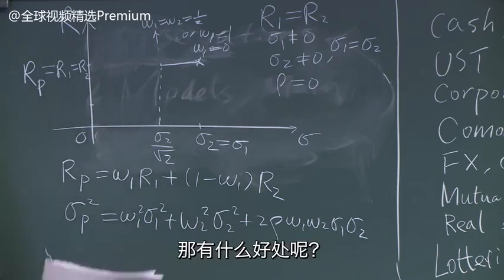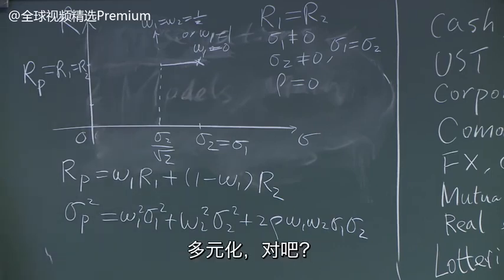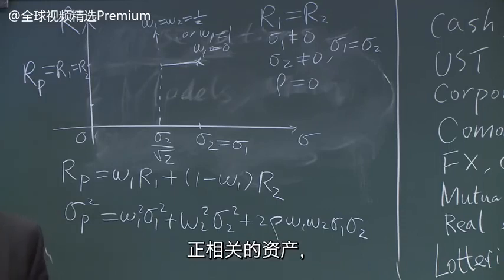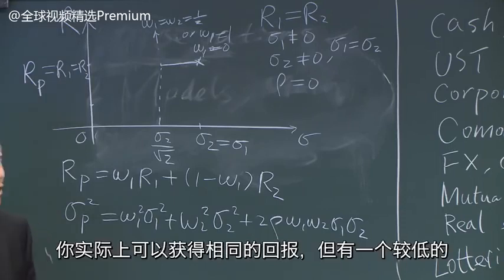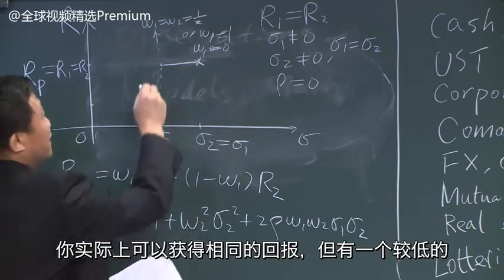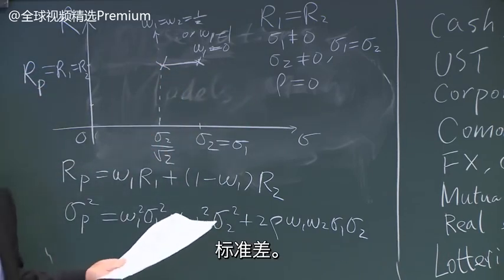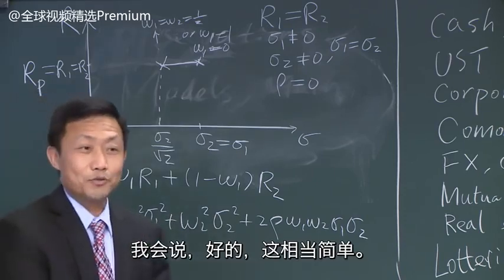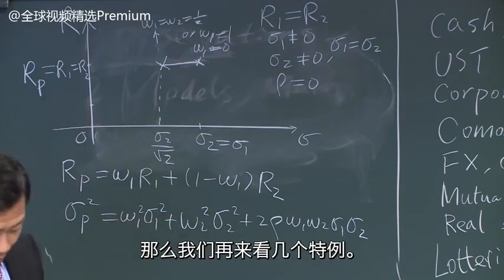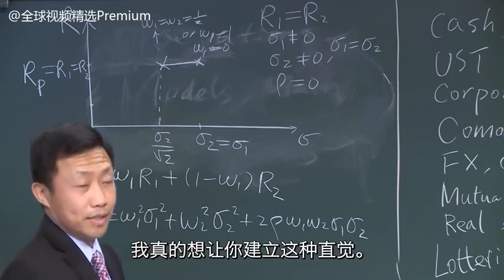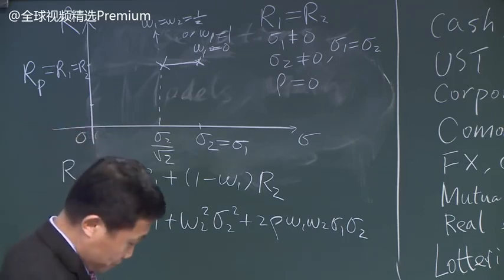So what's that called? What's that benefit? Diversification, right? When you have less than perfectly positively correlated assets, you can actually achieve the same return but with a lower standard deviation. Okay, that's fairly straightforward. So let's look at a few more special cases. I really want you to establish this intuition.